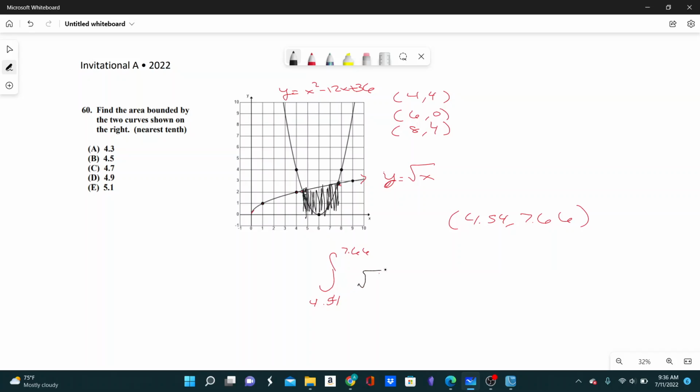If I just did square root of x, that would tell you all that area. And the reason you subtract out x squared minus 12x plus 36 is that you don't actually want all that area. You want to subtract out the area that is underneath right here. And when you do that, you can see we're just left with this area right here. So we just need to set up our integral in our calculator.